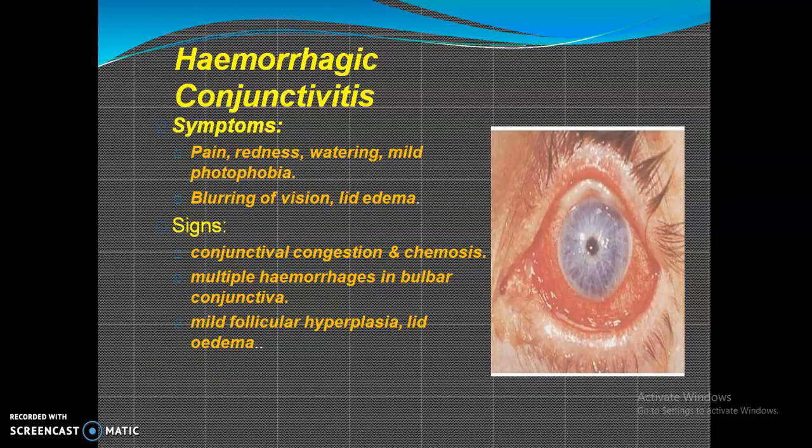And the hemorrhagic conjunctivitis, we already studied about the hemorrhagic conjunctivitis. Mainly we will be seeing the symptoms like pain, redness, watering and mild photophobia, and there will be blurring of the vision and the lid edema formation. And the signs will be conjunctival congestion and the chemosis, then multiple hemorrhages in the bulbar conjunctiva and the mild follicular hyperplasia and the lid edema will be there. So in such cases we have to get it and correctly we have to do the particular management.